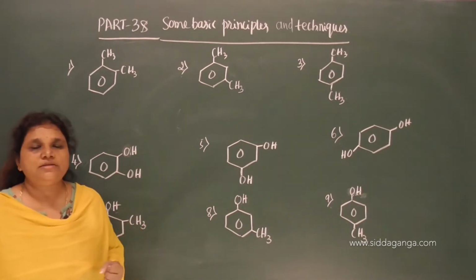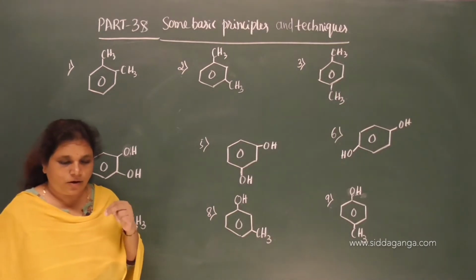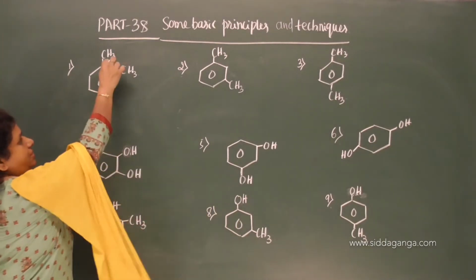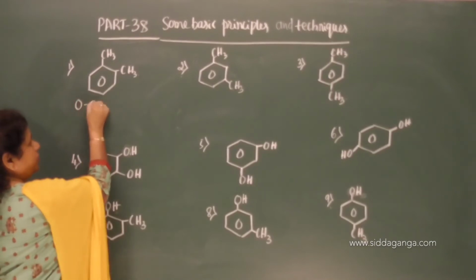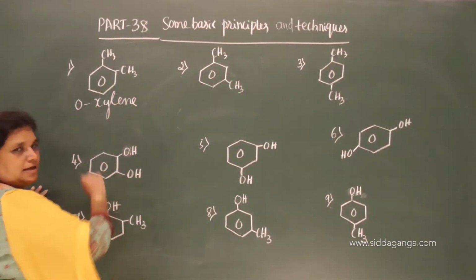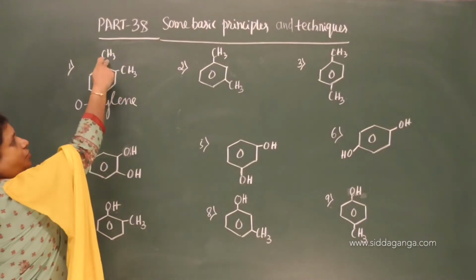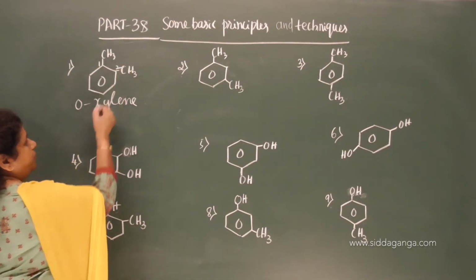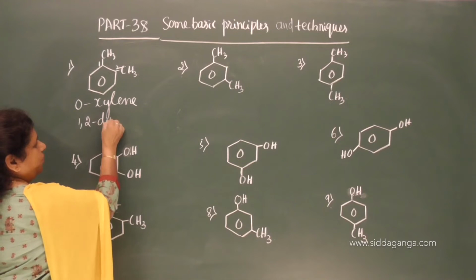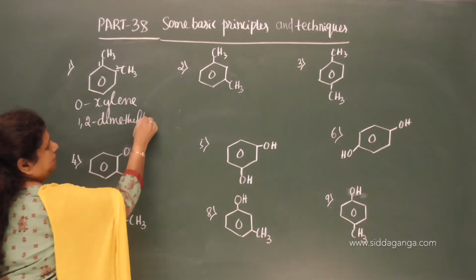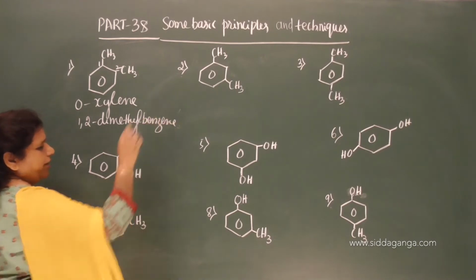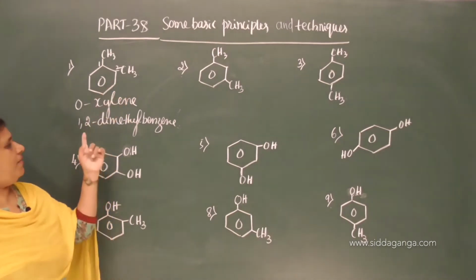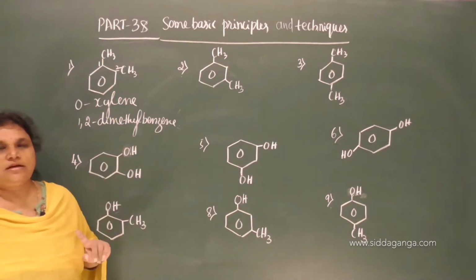Now, whenever benzene contains two methyl groups, they are commonly called xylenes. What are they called? Xylenes. So here, since it is on adjacent position, this is o-xylene, orthoxylene. Why is it o-xylene? Because two methyl groups are on the adjacent carbon atoms. So it is 1,2-dimethyl benzene. 1,2-dimethyl benzene is the IUPAC name. Orthoxylene is the common name.